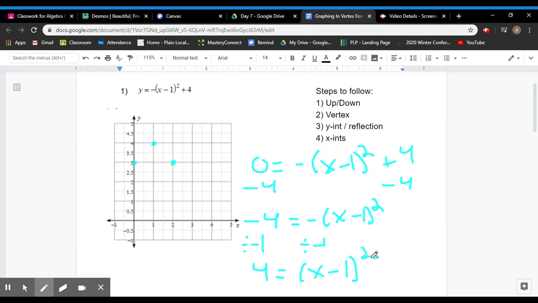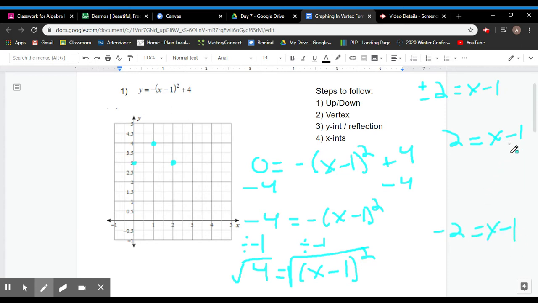Now, you need to get rid of the square. Well, the opposite of squaring is a square root. So remember, when you take the square root, you're going to have a plus minus. So I have a plus minus 2, because the square root of 4 is 2, equals x minus 1. And this is where I get the two equations for my x-intercepts. I have a positive 2 equals x minus 1, and I have a negative 2 equals x minus 1.